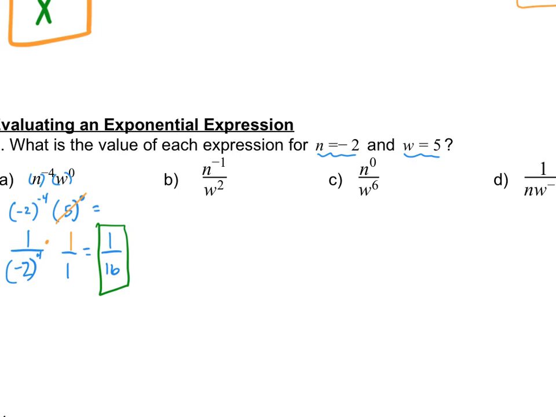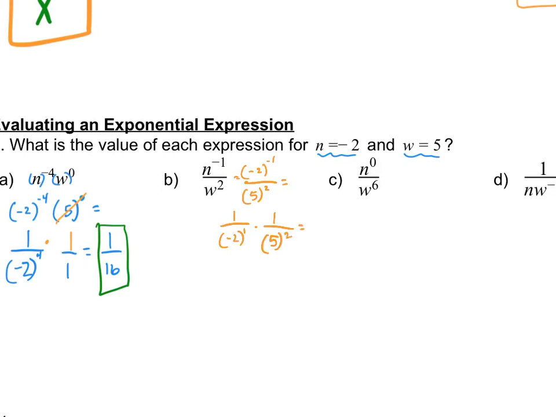Continuing on here, do some substitution. I have n, which is negative 2 to the negative 1 power, over 5 squared, or 5 to the second power. If I rewrite it here without a calculator, I'm going to have 1 over negative 2 to the positive 1 power times 1 over 5 squared.